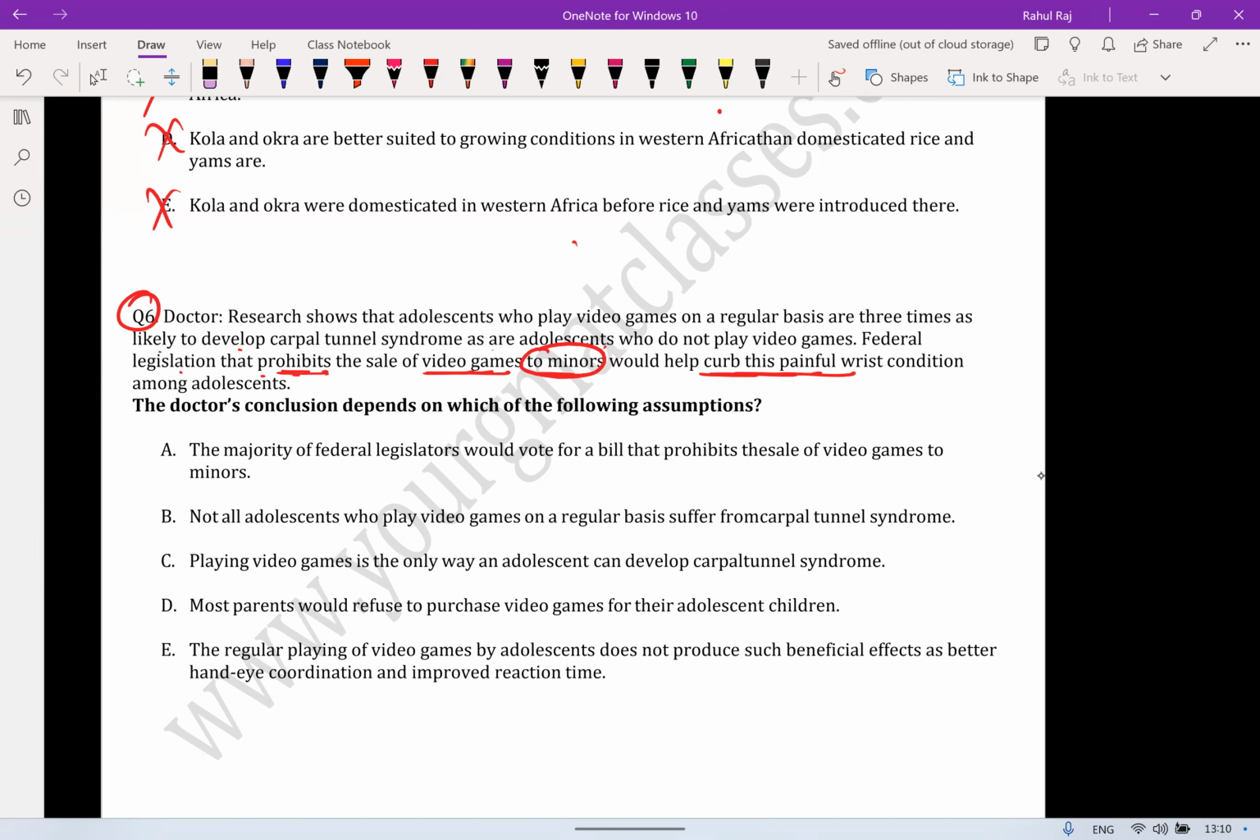Now this is extremely important. Federal legislation that prohibits the sale of video games to minors would help curb this painful wrist condition among children. Now imagine, without even looking into the answer choices, I'm giving you a sort of option. Imagine you have a child, your son or daughter, and the prohibition is for children. Your son or daughter will tell you, Papa, I want to buy this. He can't buy because he's prohibited from the government side.